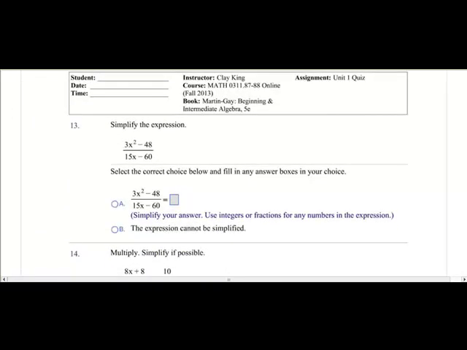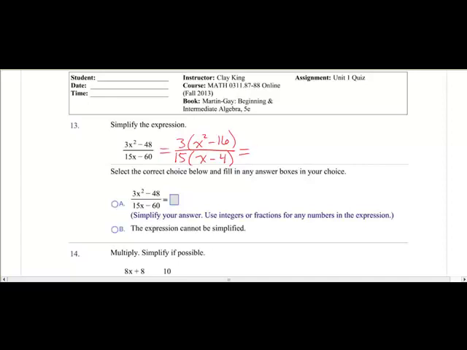All right, 13. Simplify. Well, that means we're going to be factoring. If you notice the top of the fraction, you have a 3, you have a 48. They're both divisible by 3. Factor out the 3 and you're left with x squared minus 16. On the bottom, 15 and 60 are both divisible by 15. So factor it out and we have x minus 4. Okay, now you're not done because, well, the 3 and the 15 can reduce, but also x squared minus 16 can be factored.